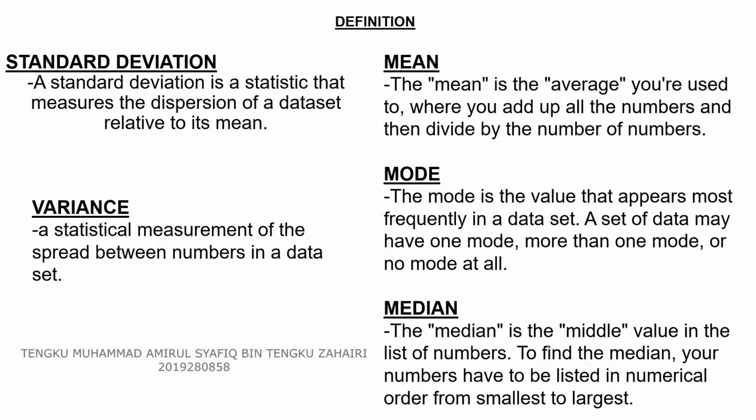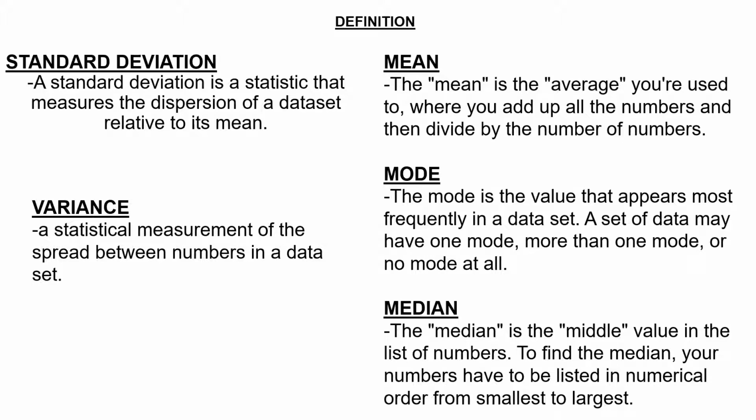I am from CS110-4F. The first definition is standard deviation. A standard deviation is a statistic that measures the dispersion of a dataset relative to its mean. Next is variance, a statistical measurement of the spread between numbers in a dataset. Next is mean. The mean is the average you use, where you add up all the numbers and then divide by the number of numbers.